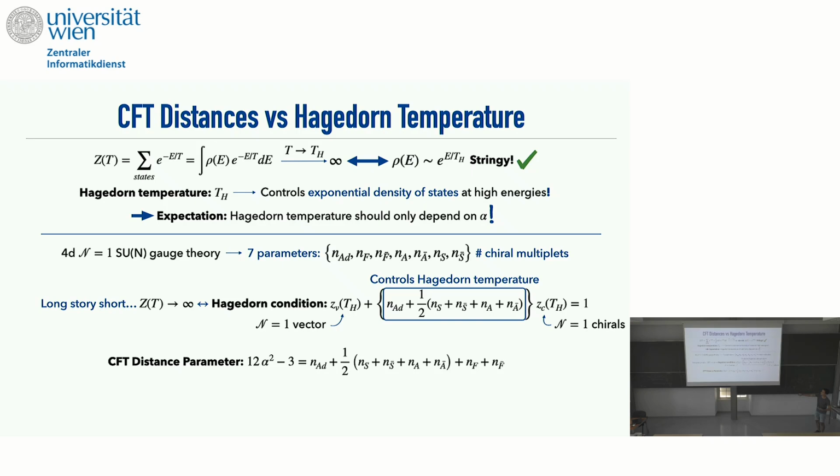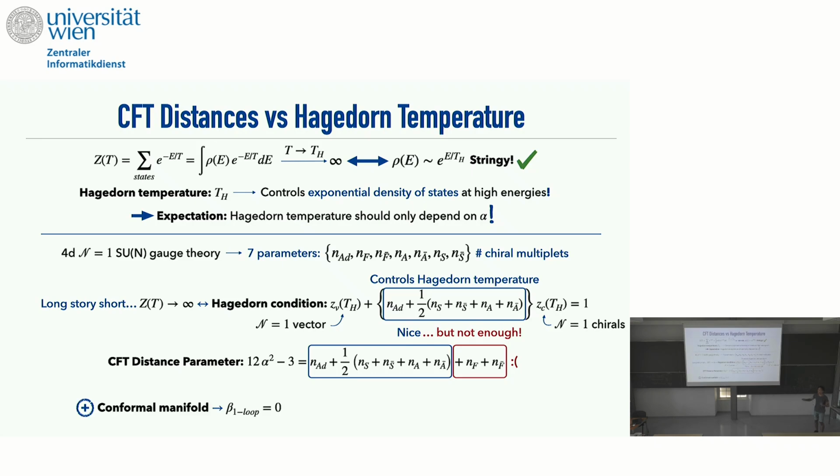Let me compute alpha in terms of these parameters, and you get this equation. So first, you notice that this combination appears, which is nice, but not enough, because there is another piece. So as it is right now, my expectation is not true. But we are missing something. This is something that is true for any 4D N=1 SU(N) gauge theory. But I was telling you that I want a conformal manifold. So at the very least, I should impose that the beta function for the Yang-Mills coupling should be 0 at one loop. This is something I should impose.